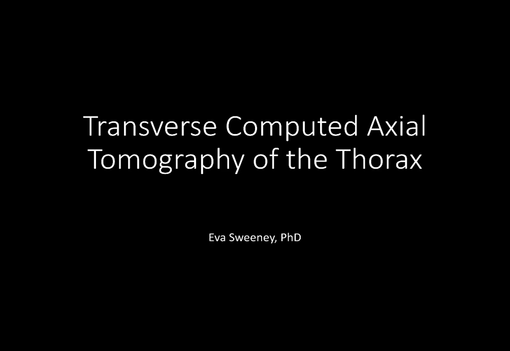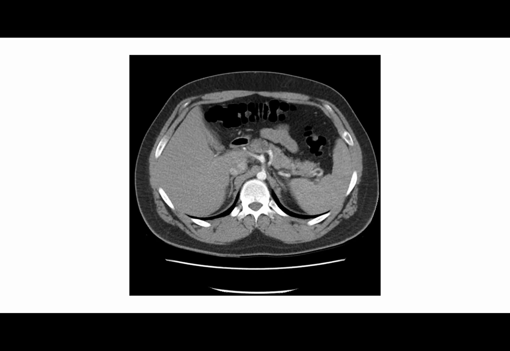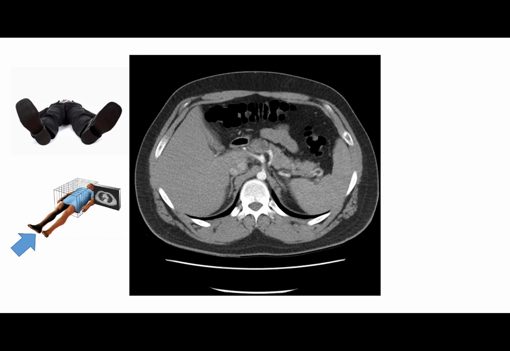This presentation will examine the anatomy visible in the transverse plane of a computed axial tomographical image of the thorax. Transverse CT images are always observed from this orientation, as if we are sitting at the patient's feet. Therefore, this is right and this is left.